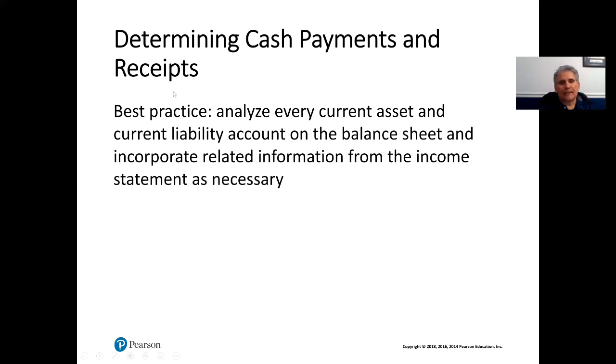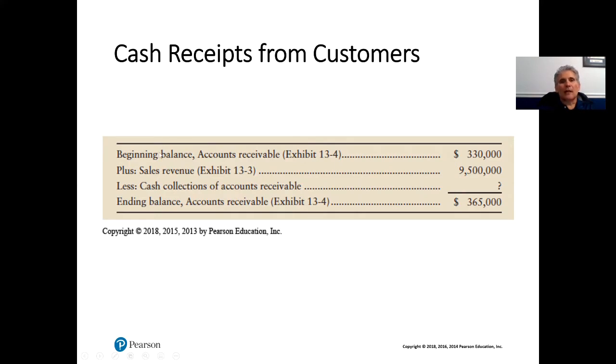All right, so determining the cash payments and receipts, the best practice is to analyze every current asset and current liability account on the balance sheet and incorporate related information from the income statement as necessary. So what we're going to look at first is accounts receivable, cash receipts from customers. The beginning accounts receivable, that would be on exhibit 13-4, the balance sheet, was 330,000. That was the ending balance for 16. That becomes the beginning balance for 17. And remember, that's what we're doing for 2017. So $330,000 plus sales. We're going to get sales from the income statement, that's on 13-3. We don't know what the cash collections from accounts receivable are. That's the unknown variable, so to speak. That's the X. And the ending balance we do have, that's in 13-4. So 365, 330. Let's go look.